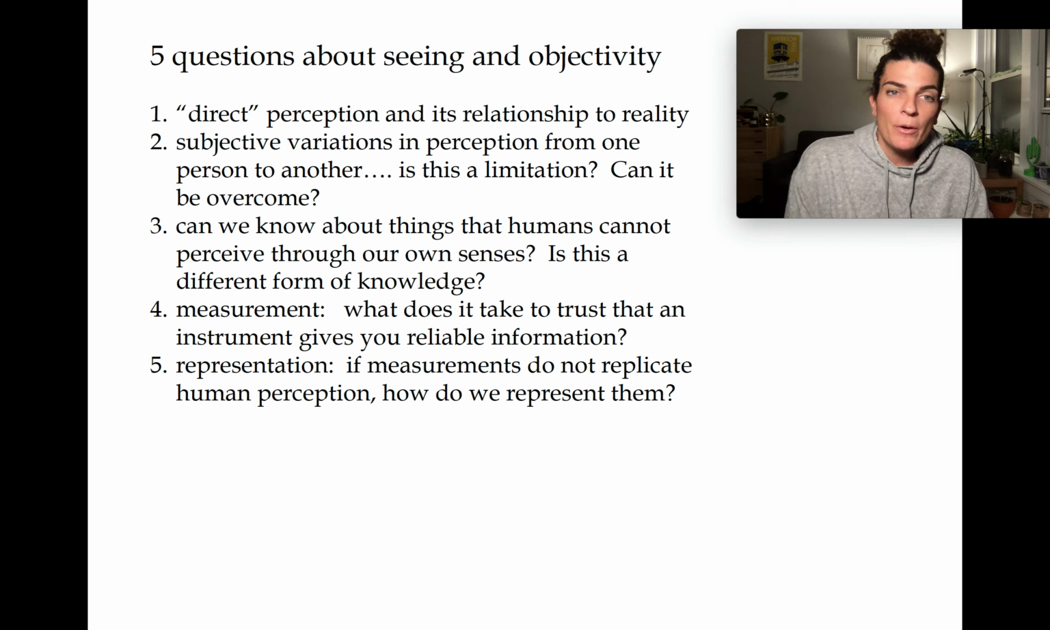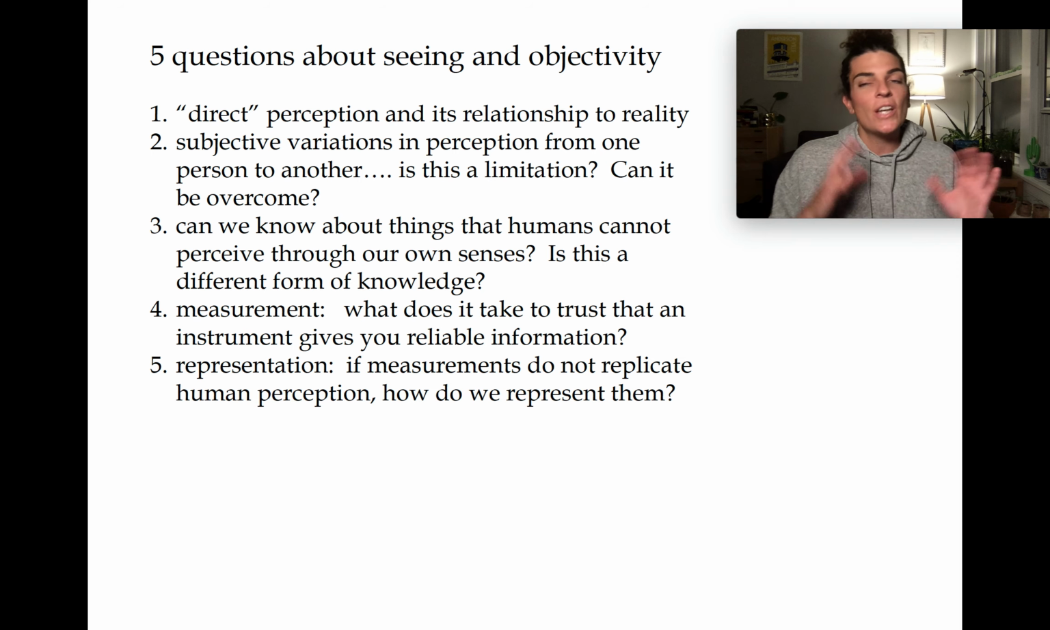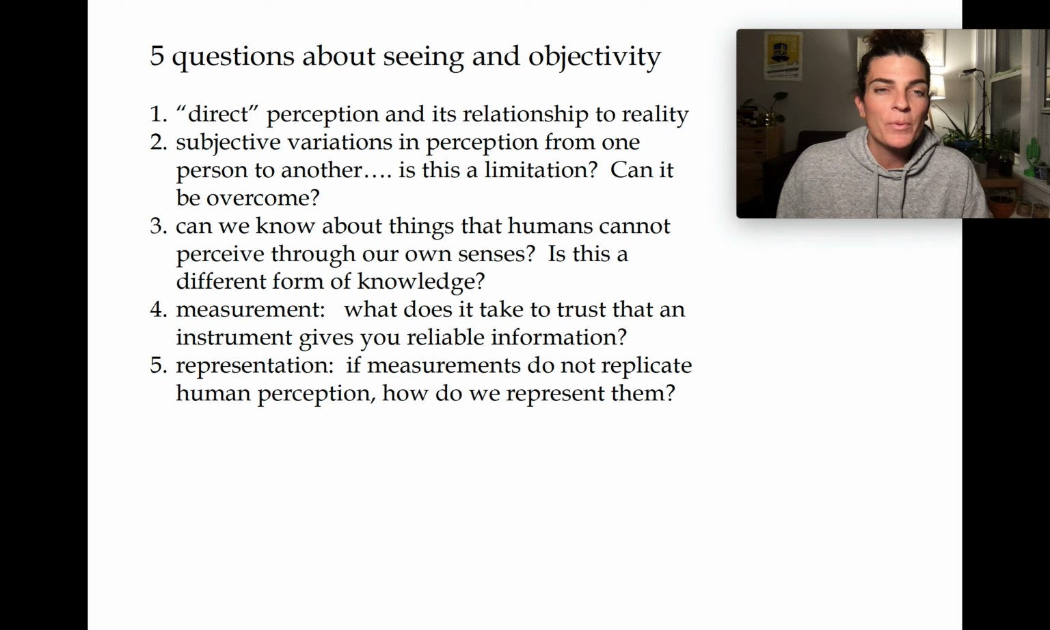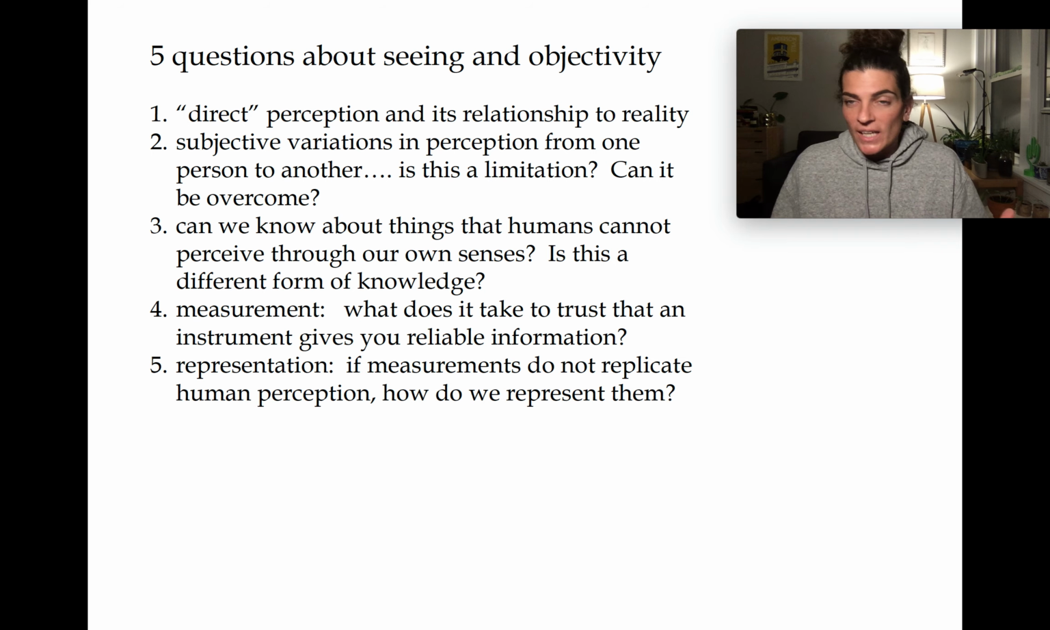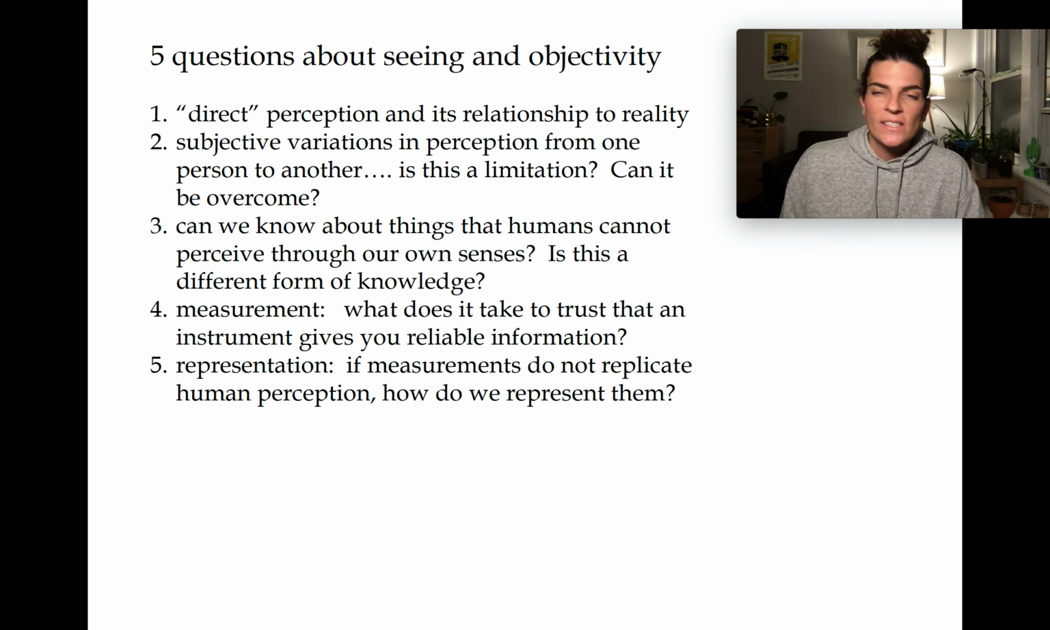Three, can we know about things that humans cannot perceive through our own senses? Or is this a different form of knowledge? We know that we can use satellites, we can use other things to glean information from things that humans cannot directly perceive with our senses. So is this considered a different form of knowledge? Is it still objective? Is it still an objective observation, or has there been some introduction of subjectivity or error?